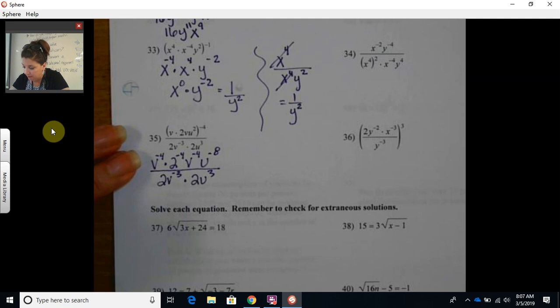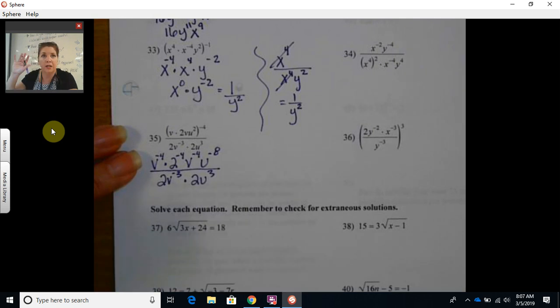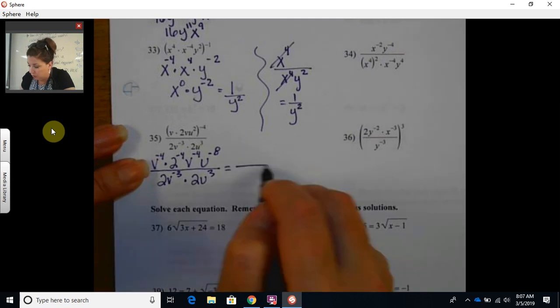Let's see, what could we do? We could do a couple things here. I'm going to go ahead and just, wherever I see a negative exponent, I'm going to move it. And remember, all of this stuff is being multiplied together. So if you move something from the denominator to the numerator, you just multiply it by whatever's there, or vice versa. So v to the negative 4th will go to the denominator. So it's v to the fourth.